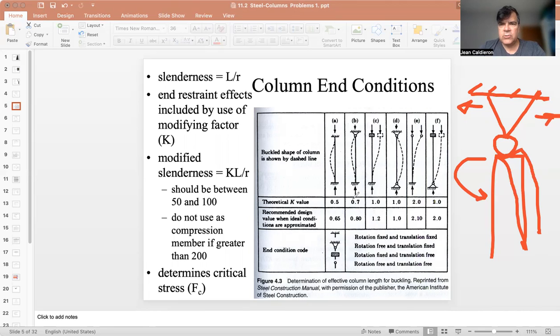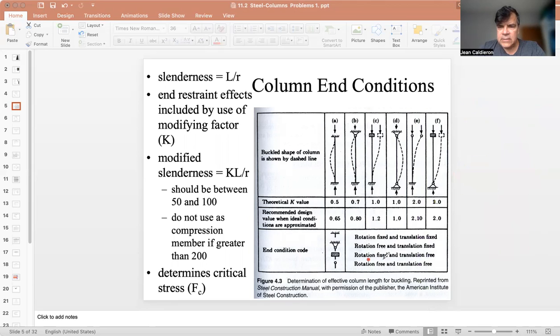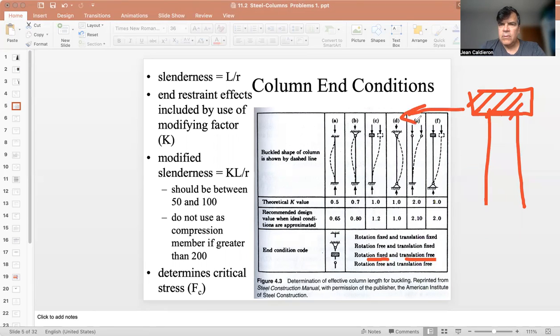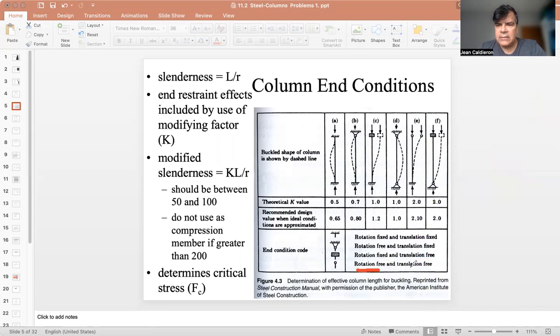Number 3, the type of end condition, is a column that is rotation fixed and translation free. I mean, the column cannot rotate. The column has here an element that does not allow it to rotate. But the column could move to the left or to the right. And that is the case of F, the top of the F. Finally, we have the type of columns that are rotation free and translation free. I mean, the column is completely free. It can not only rotate, but can also translate. And that is the case of E.